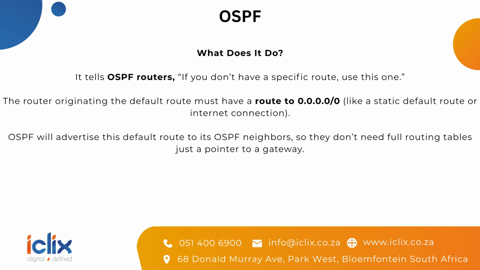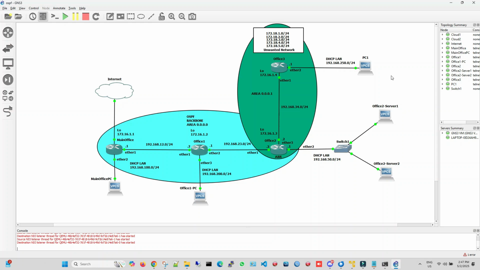What does it do? It tells OSPF routers, if you don't have a specific route, use this one. The router originating the default route must have a route to 0.0.0.0/0, like a static default route or internet connection. OSPF will advertise this default route to its OSPF neighbors, so they don't need full routing tables, just a pointer to a gateway. In this lab, we'll continue using our previous OSPF setup.